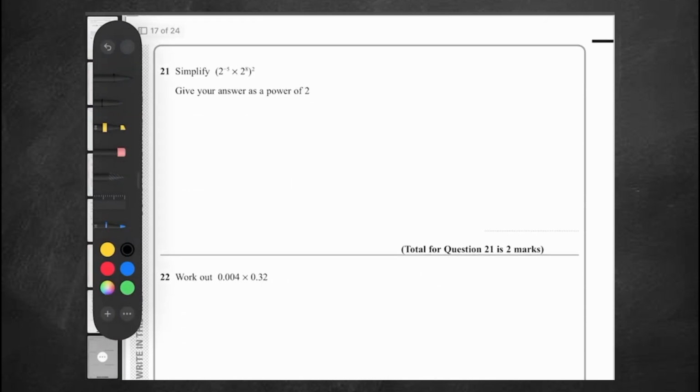Question 21. Simplify 2 to the minus 5 times 2 to the 8, all squared. So if we do the bit in the bracket first, 2 to the minus 5 times 2 to the 8, you can do by just adding the two powers together. So that's just going to be 8 minus 5, which is 2 cubed. And then 2 cubed squared is where we times the powers together. And we're going to get 2 to the 6.